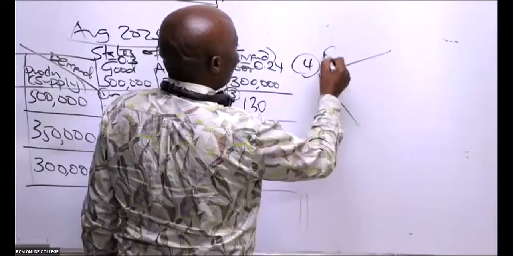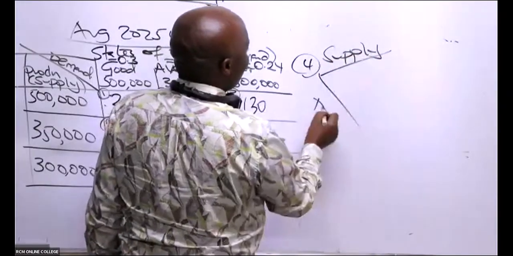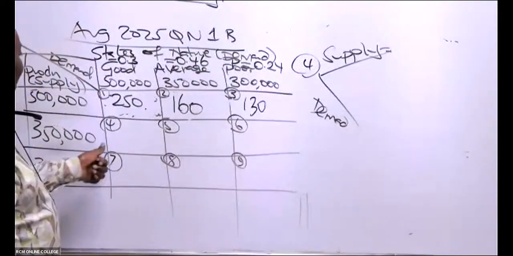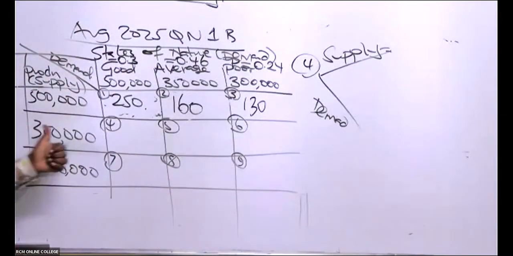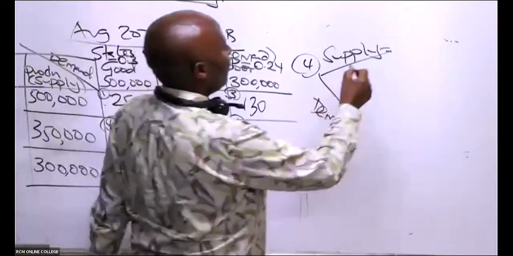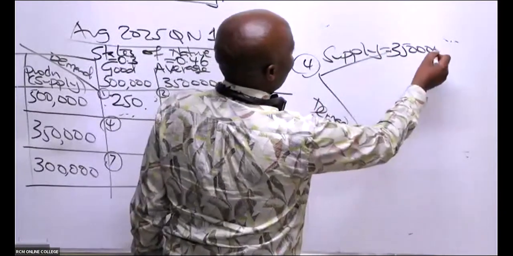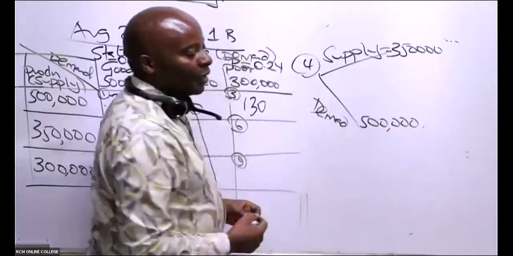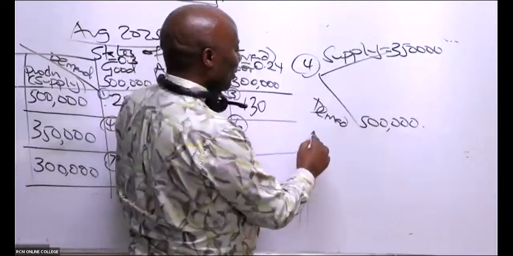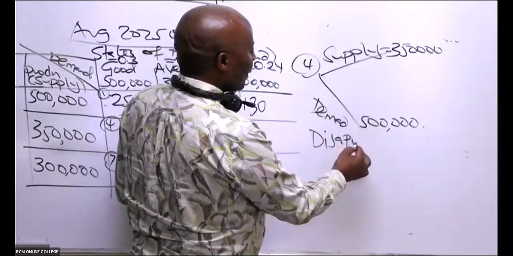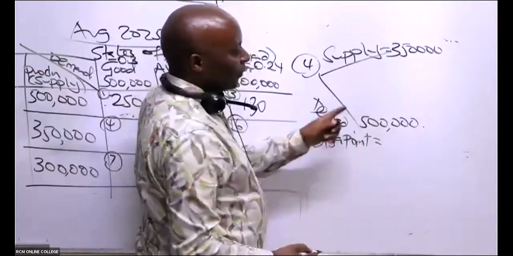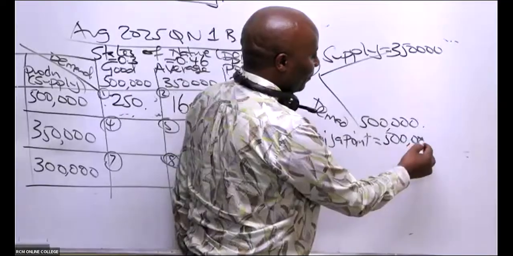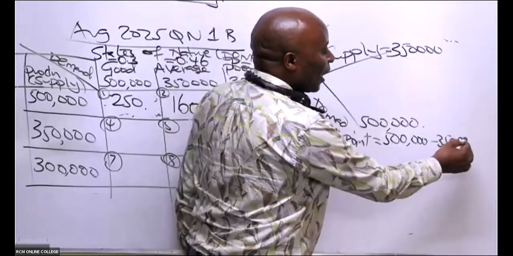So number 4, give me the supply, give me the demand. So supply is how many? We are supplying 350. And then the demand is what here, somebody? 500. So here I can see myself disappointing. I will disappoint how many customers? 500,000 minus 350. Those will be disappointed, because I have fewer umbrellas.